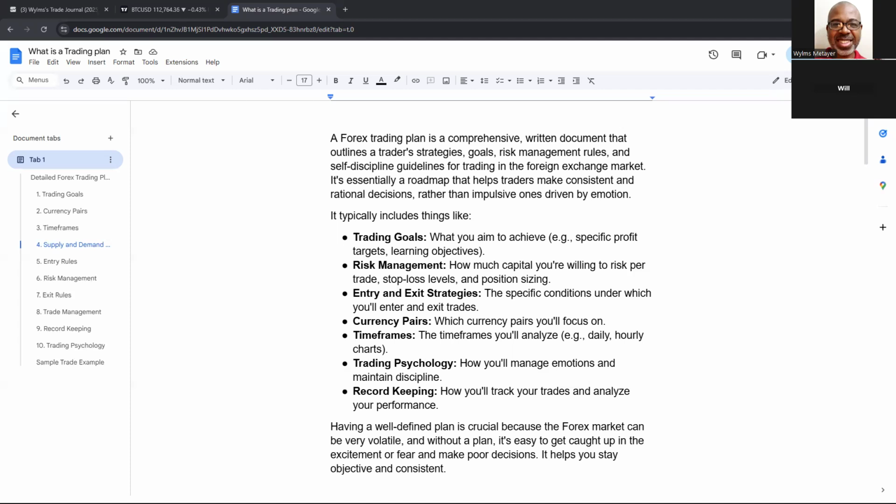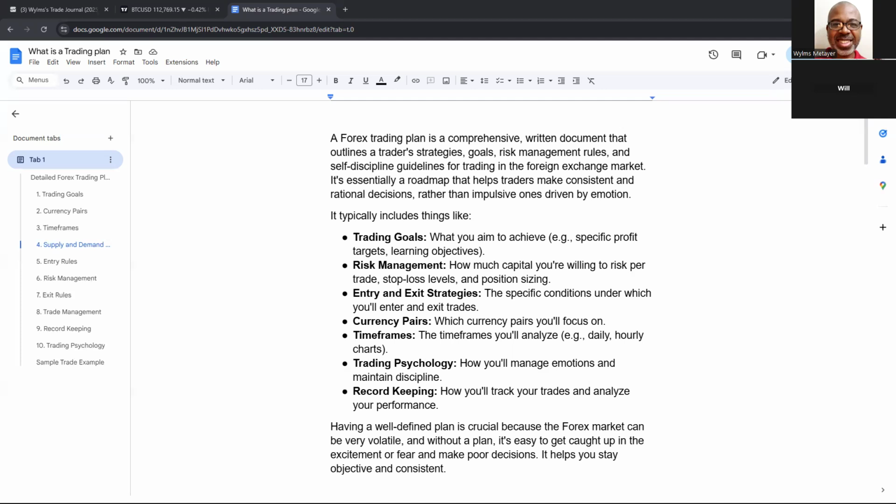A Forex trading plan is a comprehensive written document that outlines a trader's strategy, goals, risk management rules, and self-discipline guidelines for trading in the foreign exchange market. It's essentially a roadmap that helps traders make consistent, rational decisions rather than impulsive ones driven by emotion.